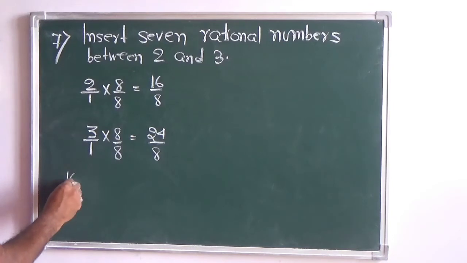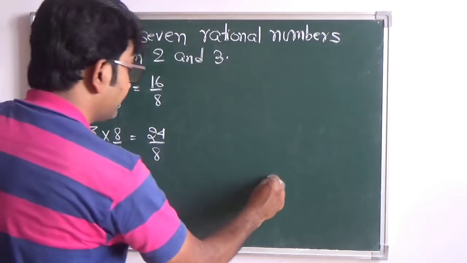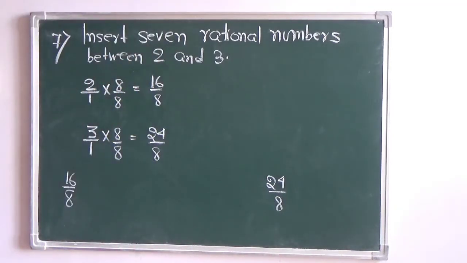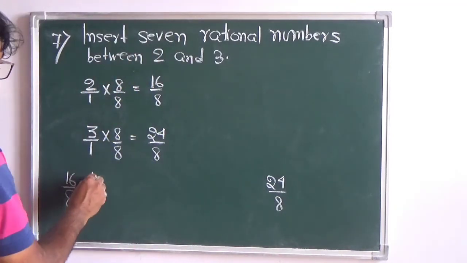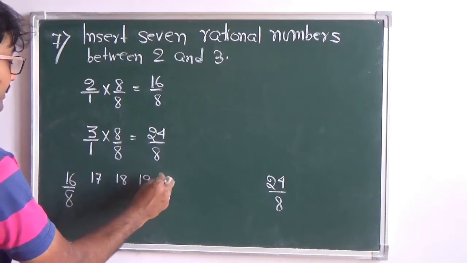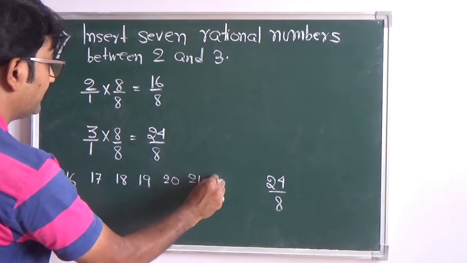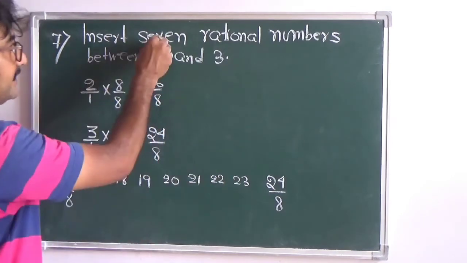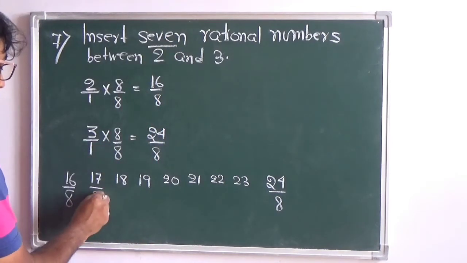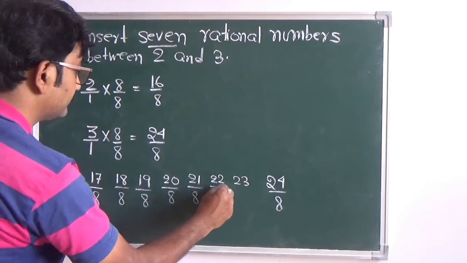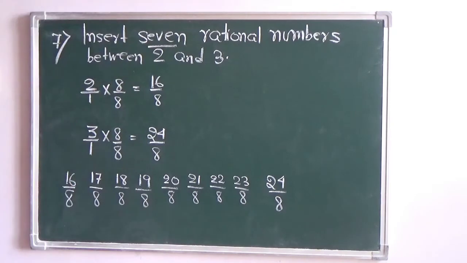Now between 16 by 8 and 24 by 8, denominators are the same. So what are the numbers between 16 and 24? 17, 18, 19, 20, 21, 22, 23, 1, 2, 3, 4, 5, 6, 7. So you need 7. So you got it. This is how you have to do by using the same denominator method.